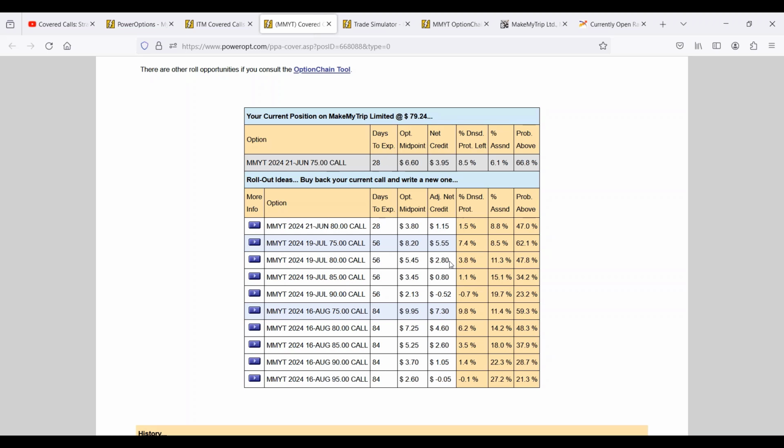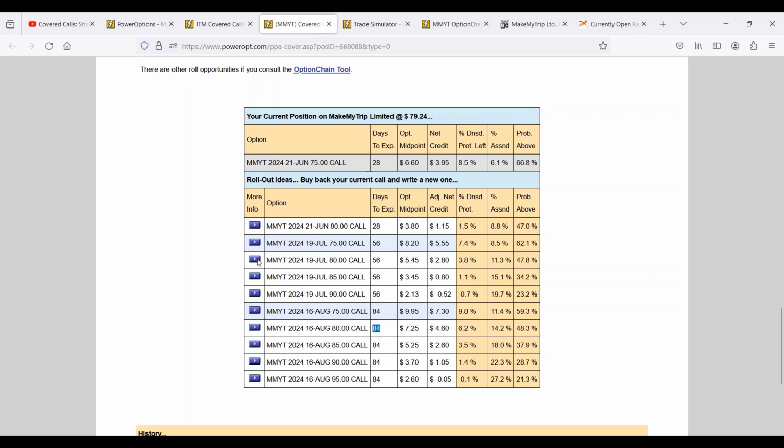What are you giving up as far as potential return, potential downside protection? And do the new returns that you see meet your targets for the position, your targets for the premium and adjusted net credit, going out another 28 days, going out another 60 days, so on and so forth. You're able to see those opportunities here.